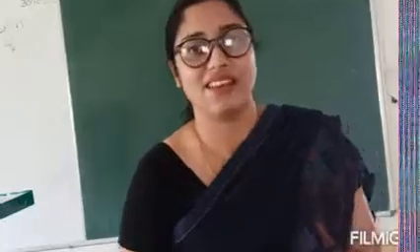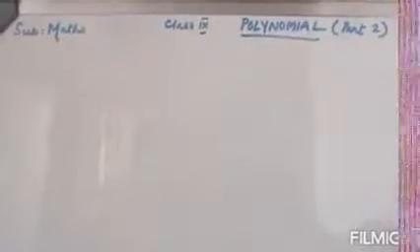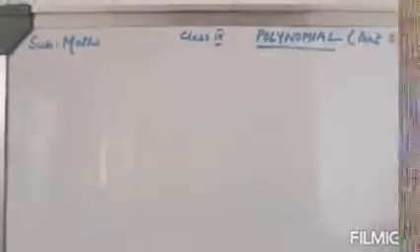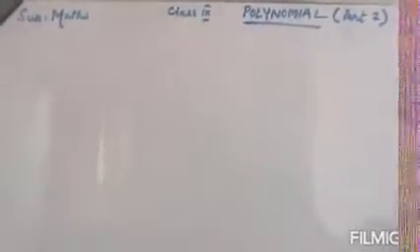Okay, let's begin. So now we are starting on with maths, class 9 maths polynomial part 2. Today we will be learning about zeros of polynomial. Previously we have understood what are zeros of polynomial, but here we will be having a clear idea about the zeros of polynomial. Now, what is a zero of polynomial?